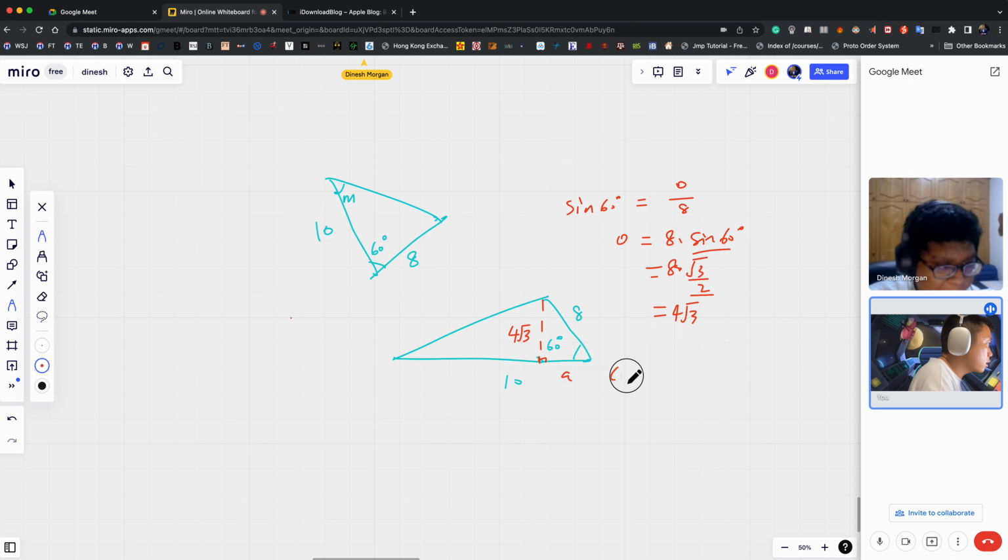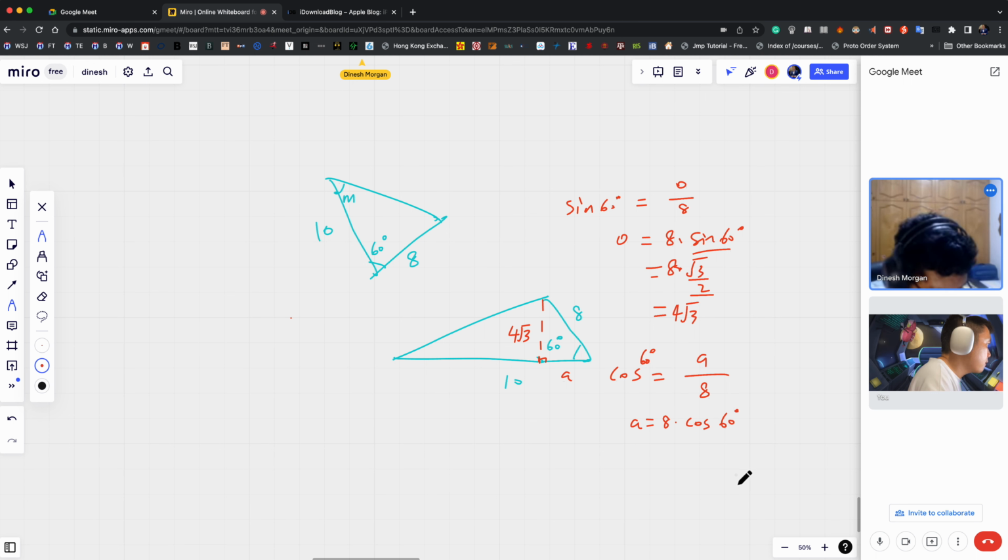So you continue to do the adjacent, which is A over H. Cosine 60, can you help me out? Sine 60 is half. Yes, 9. So A equals 4, right? Yep. So the entire length is 10. So therefore this is 6, right?